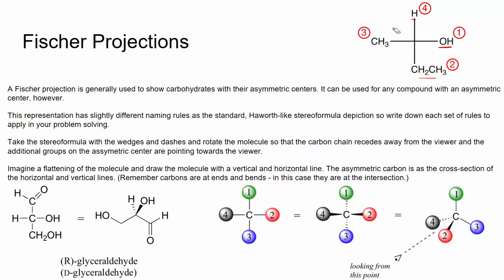Now when you view a Fischer projection, keep in mind that the horizontal groups are coming out towards you. So if you can visualize the vertical groups being in a plane and the horizontal groups coming out towards you, you can probably see these a little bit easier. Now, for the first several times you work Fischer projections, I strongly recommend using the model kit.